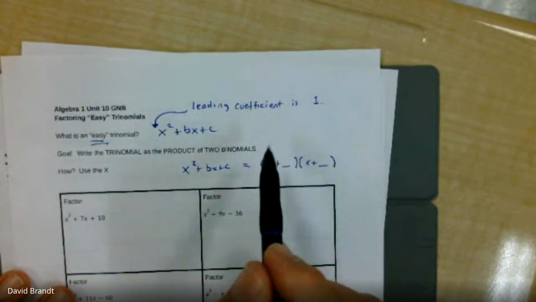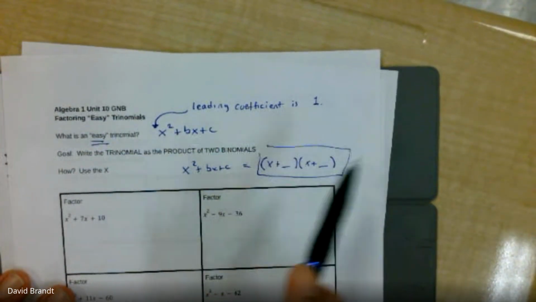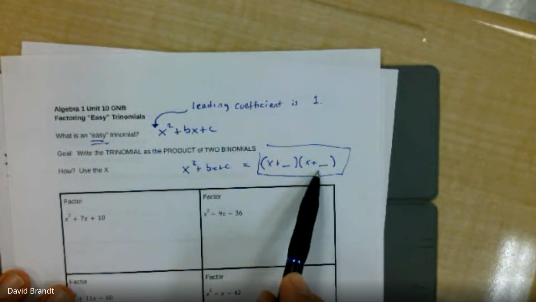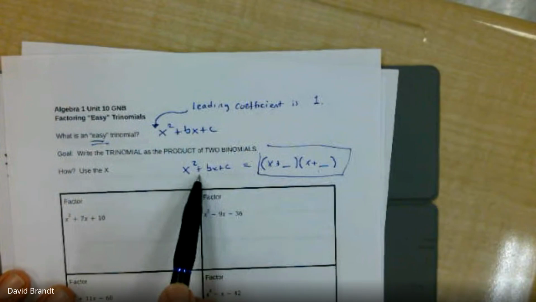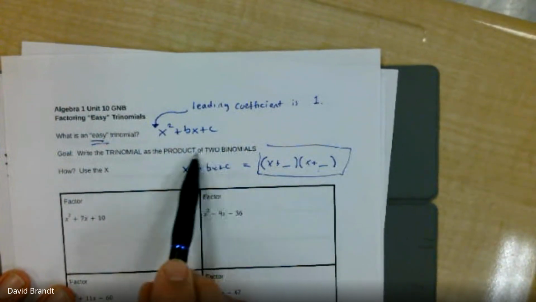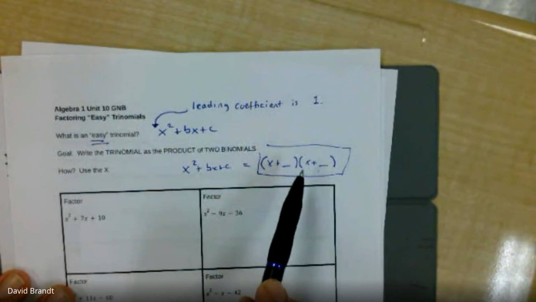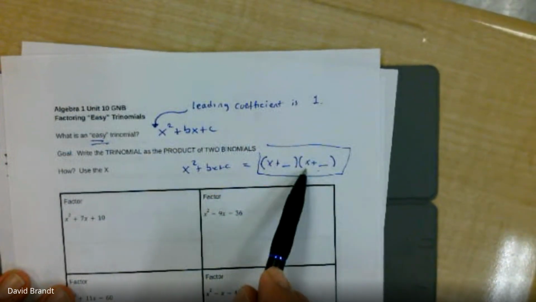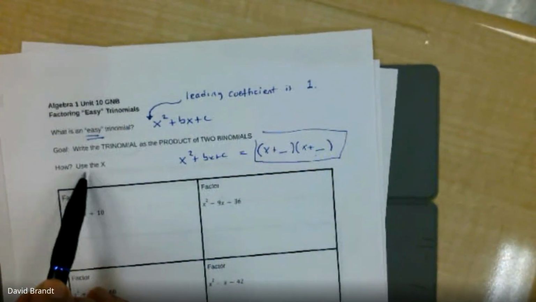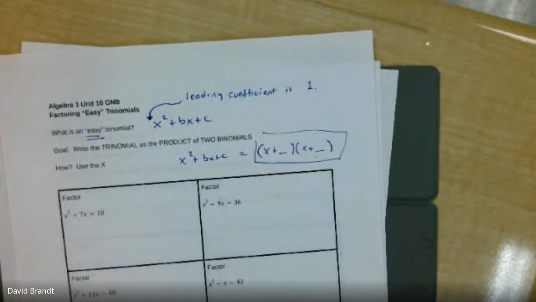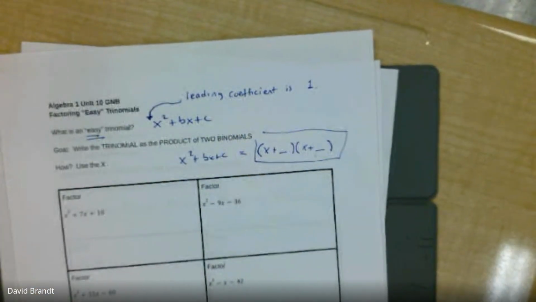Now, in the last unit, you were given a problem like this, and you were asked to multiply them together. Most of you used the box, and you ended up with an answer that looked like this. Well, now we're going in reverse. We're starting with the simplified answer. We want to know what it looks like before you did the box. All right, so how do you do that? I call it using the x. You'll see what that means in a minute.